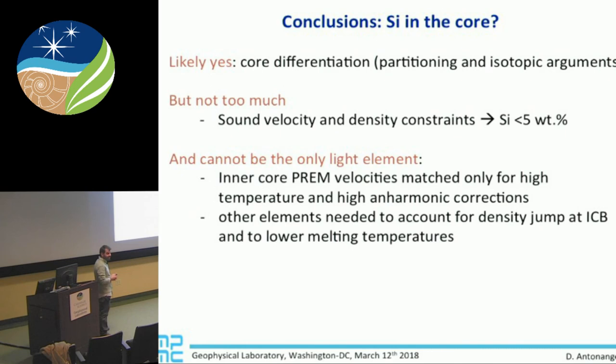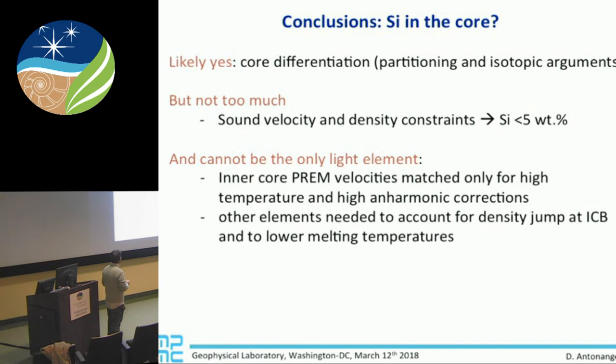So trying to answer the question I started my seminar with: can silicon enter the core? Is there silicon in the core? I would say likely yes. This is because in all core differentiation models, whenever you have even partial core mantle equilibration, we end up having silicon in the core.